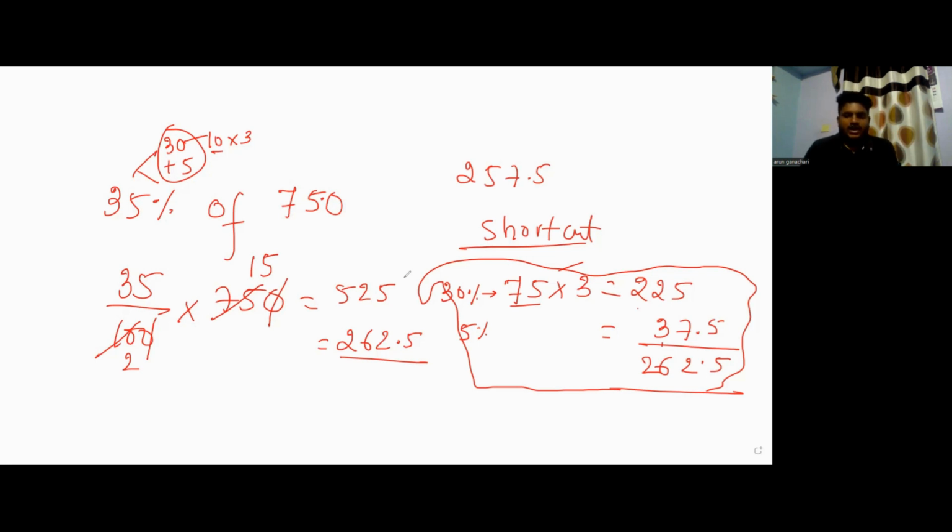5% is basically half of 10%. 10% was 75 and half is 75 by 2, which will take us to 37.5. So my final answer is 262.5. Here it was 525 divided by 2.